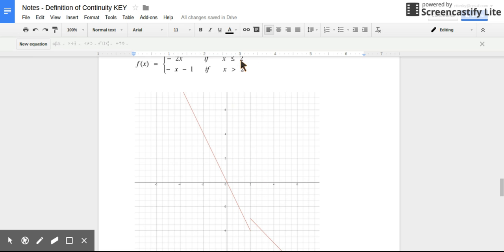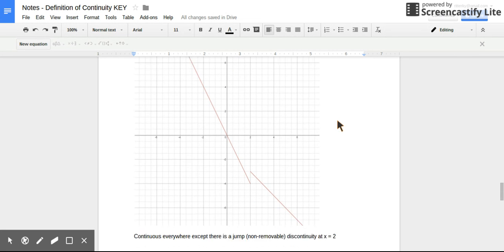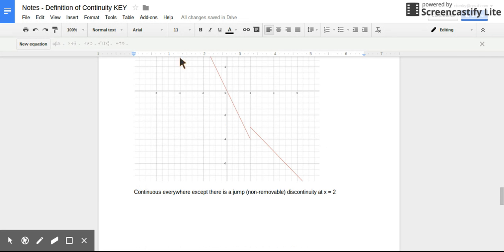When you plug this overlapping point into both piecewise functions and you get different resulting outputs, you know it's a jump. It depends on the definition here, so be careful. They don't always look the same. So to describe that, we know that this graph is continuous everywhere except for right at this point where we have a jump or non-removable discontinuity, and that's happening at x equals 2.